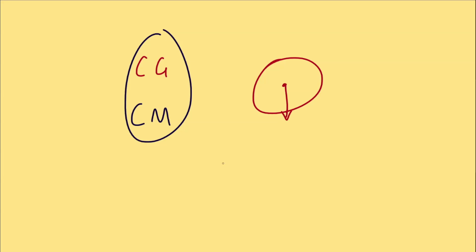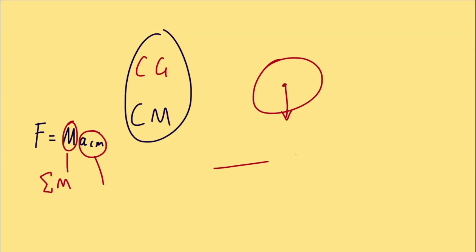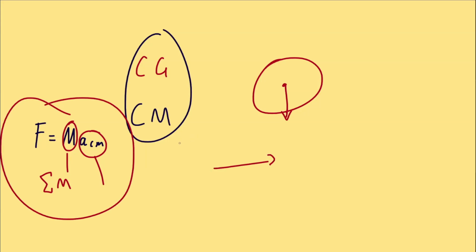For translational motion involving the center of mass, we use Newton's second law. The net force is equal to mass times the acceleration of the center of mass. Big M means the combined masses, so the sum of all masses, and this is the acceleration of the center of mass as it moves along. This is Newton's second law for a system of particles or an extended object.